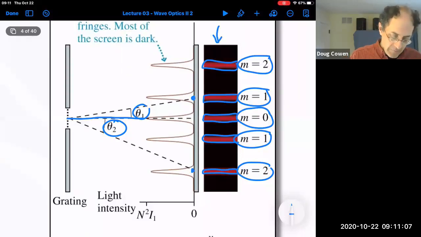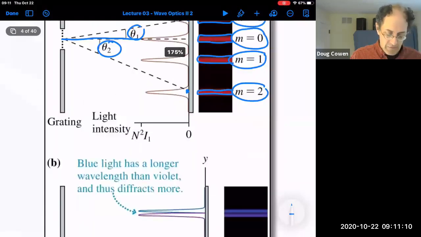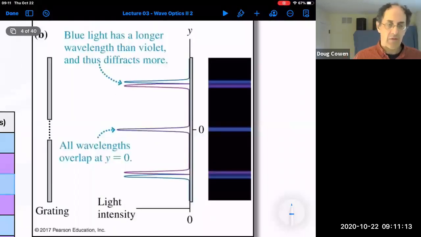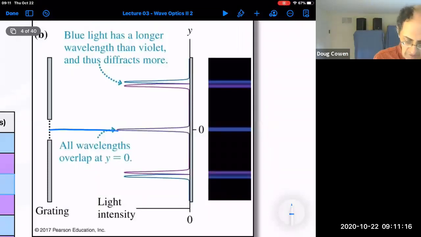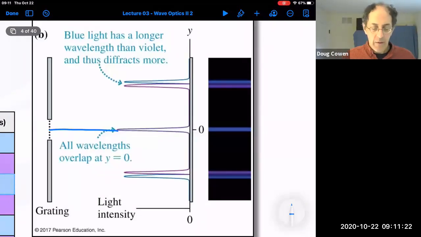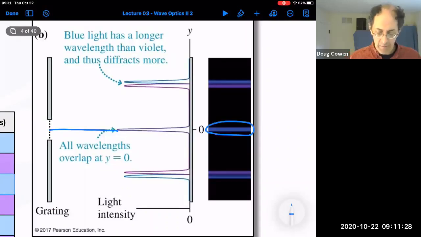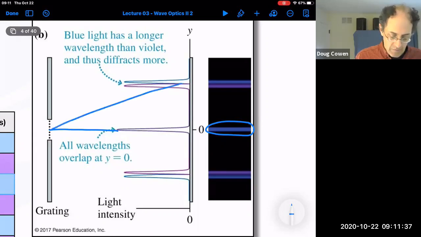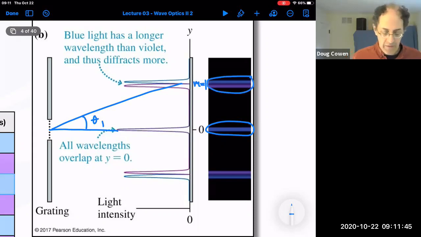In particular, if you have two different wavelengths coming in, what you will see is at theta equals 0, right here, the two wavelengths, in this case there are two, overlap with one another. And so you get this combined pattern of blue with purple, if you're sending in blue and purple light. But if you look over at theta 1, so this is the m equals 1 fringe, there are two different fringes close together, one from the purple and one from the blue light.